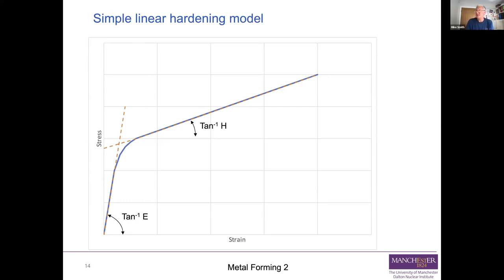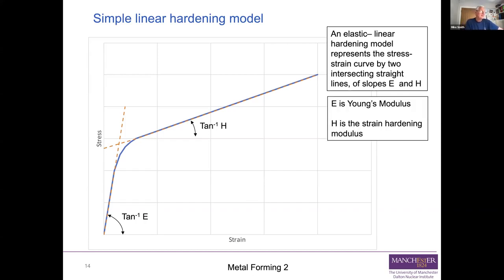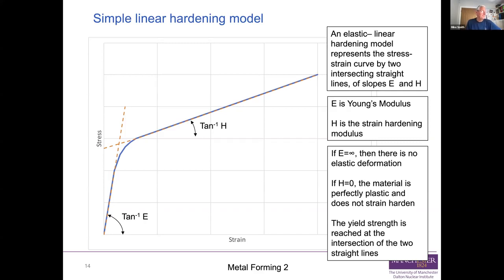The last thing we're going to say about material properties is the simple linear hardening model. We won't use this in our calculations, but it's something to be aware of. What you can do is go from a complicated stress strain curve where you get a change in slope all the way through the plastic region to something we call linear hardening, where you represent the stress strain curve by two intersecting straight lines of slopes E and H. So E is Young's modulus, that's the elastic region, and that you can see is the steep dotted line here. H is the strain hardening modulus, which is the one you can use to work out how the flow stress increases with strain.